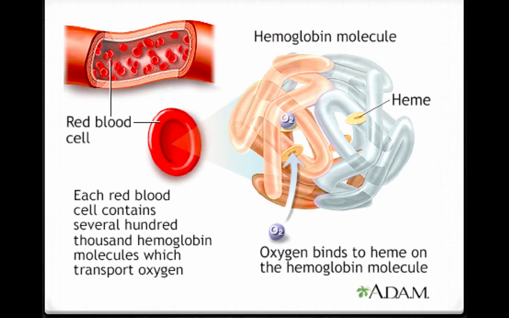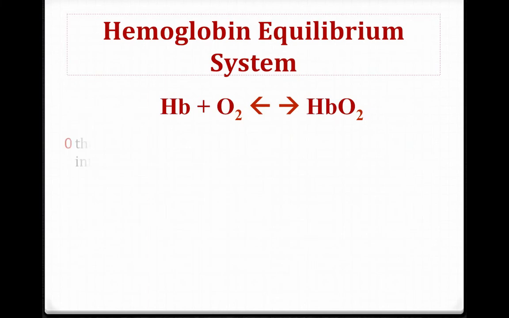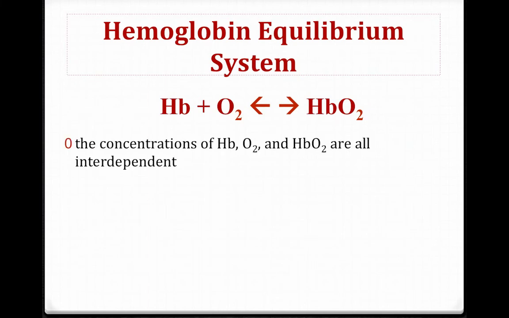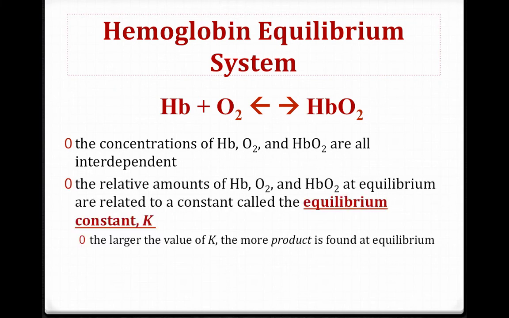Basically, the way hemoglobin works is you have red blood cells that contain thousands of hemoglobin molecules, and the oxygen, when it goes through the lungs, binds to the hemoglobin. So if we talk about hemoglobin in terms of an equilibrium system, we're talking about hemoglobin binding with O2 to make oxygenated hemoglobin in red blood cells. The concentrations of each are all interdependent, and they're all related to the equilibrium constant.